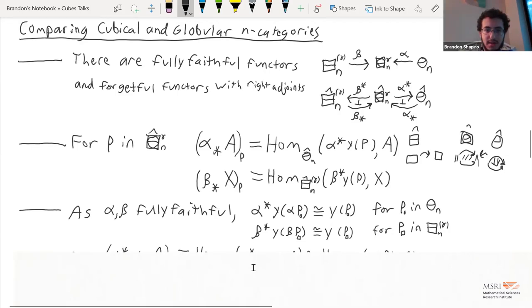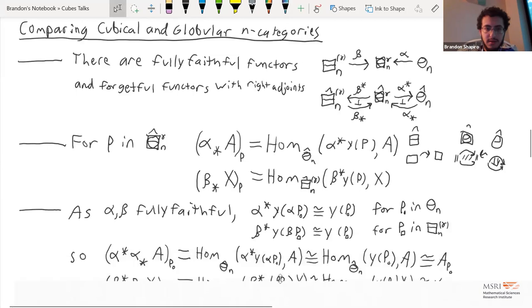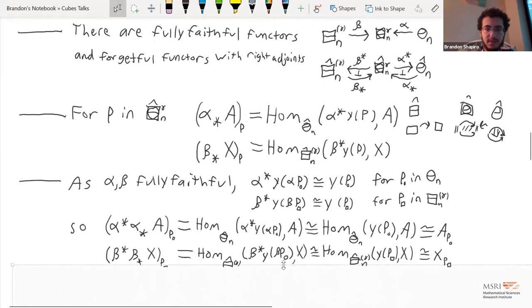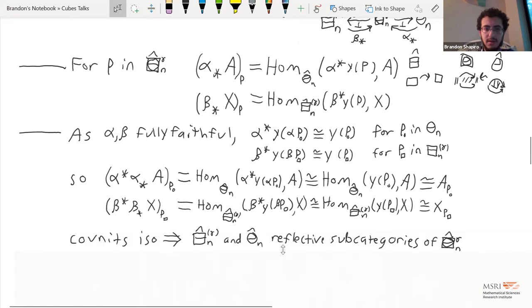And what this means is that when we write out the co-unit of this adjunction, without assuming anything on a theta n set A or a cubical theta n set X, because of these isomorphisms, we get that the co-unit in cubical theta n hat is an isomorphism. So the cubical theta n sets and globular theta n sets are both reflective subcategories of Cricis over this hybrid category.